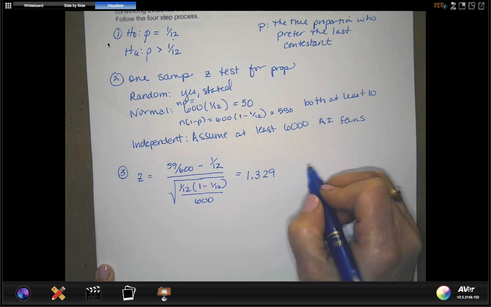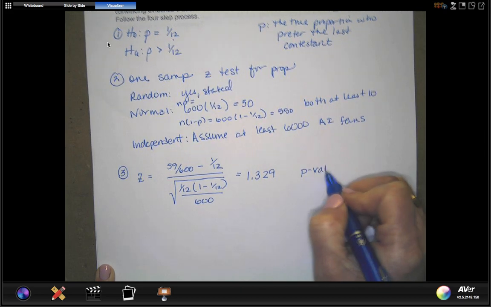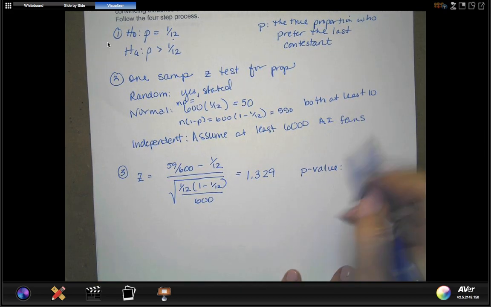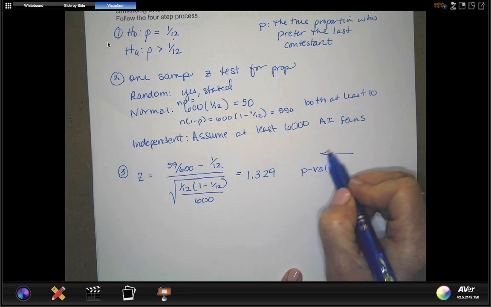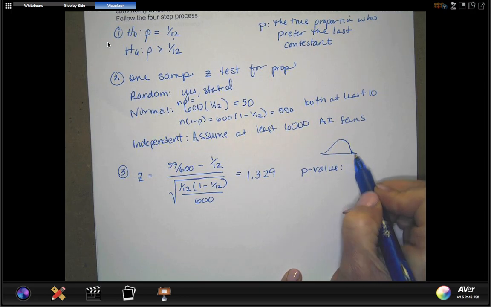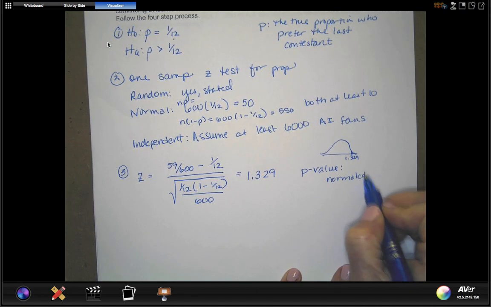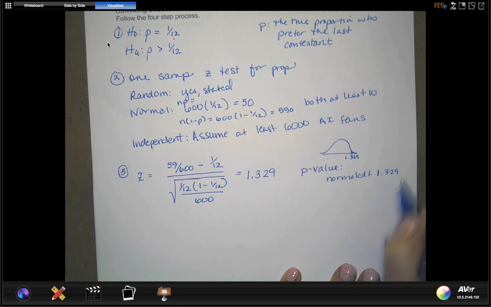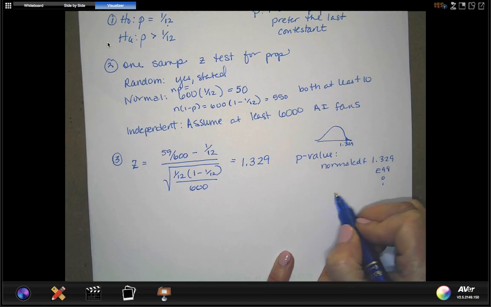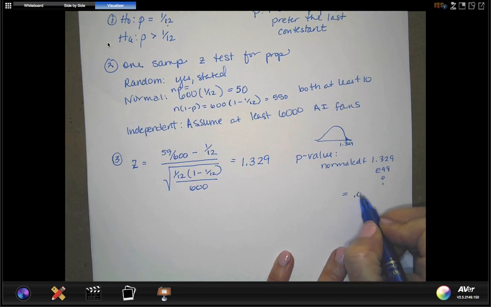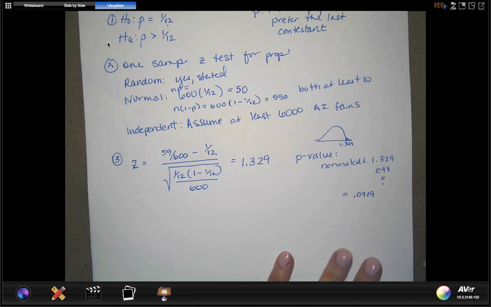If I want to find my p-value, you don't have to draw the picture on these ones, but I'm going to just illustrate it here. So if I'm going greater, so 1.329, I would do normal CDF 1.329, that's my lower bound, upper bound positive infinity, 0, 1. So you should get 0.0919 for this one.